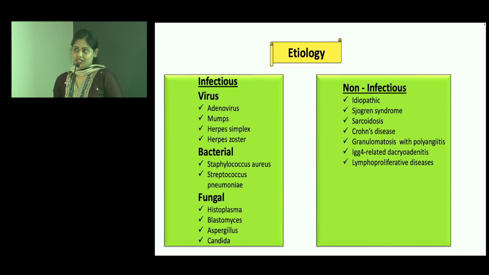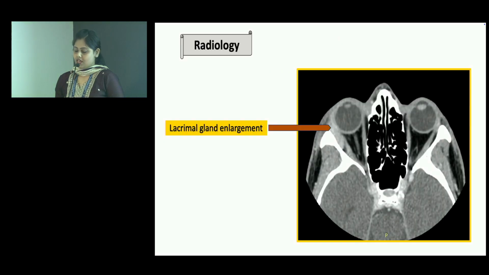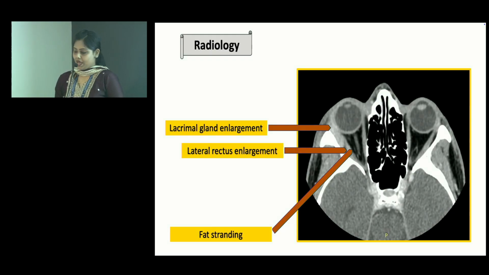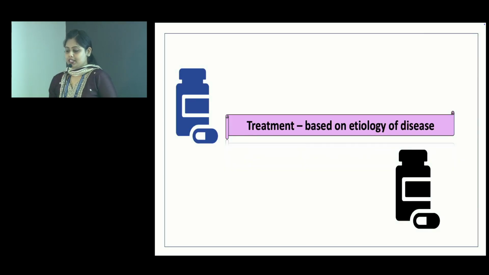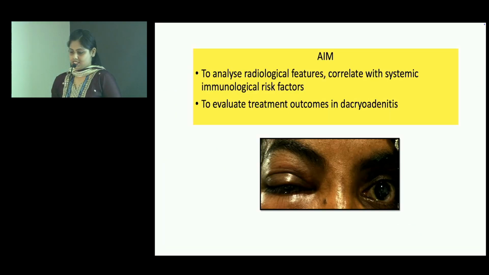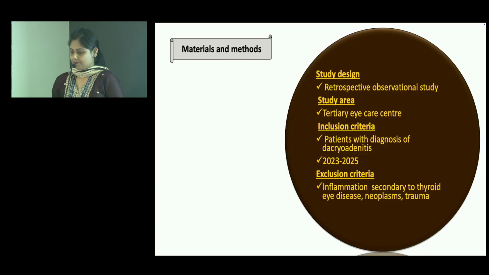Causes can be many, infectious or non-infectious. Radiology shows lacrimal gland enlargement with sometimes involvement of extraocular muscle, intraorbital fat or paranasal sinus. Treatment is based on etiology of the disease. The aim of my study was to analyze the radiological features, to correlate with the systemic immunological risk factors, and to evaluate the treatment outcomes in dacryoadenitis.